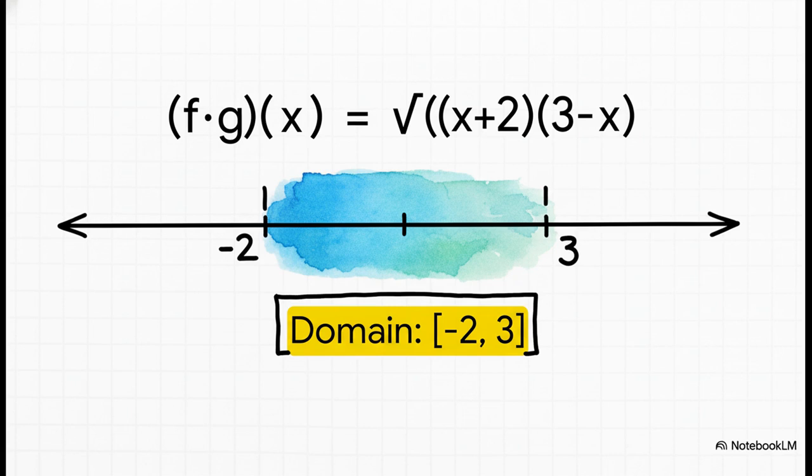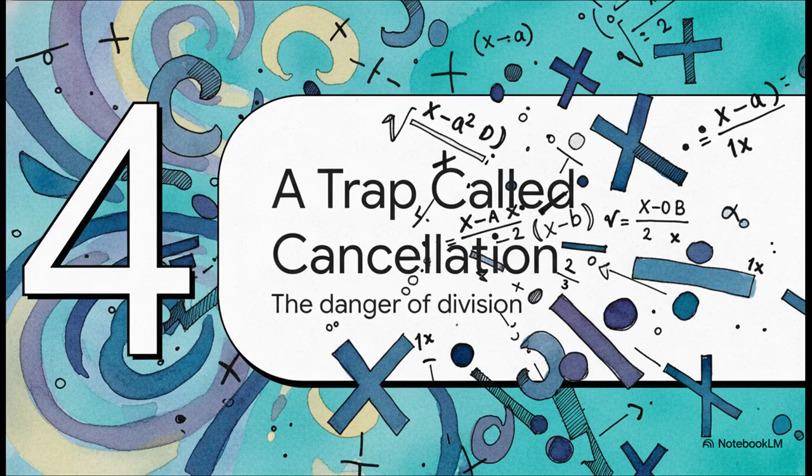The new function is just the product of the two. Sure. But the real key here, the part that matters, is its domain. The only valid inputs are in that little interval from negative 2 to 3. So we've handled addition, subtraction, and multiplication. But division, division has its own special little trap just waiting for you. And this is where things can get really tricky.